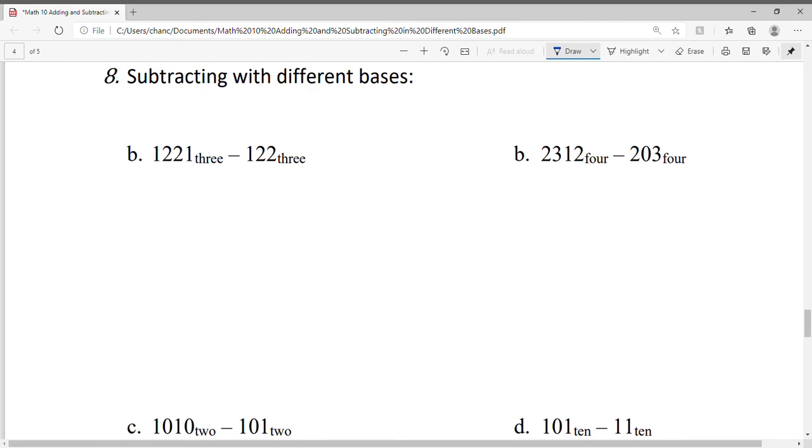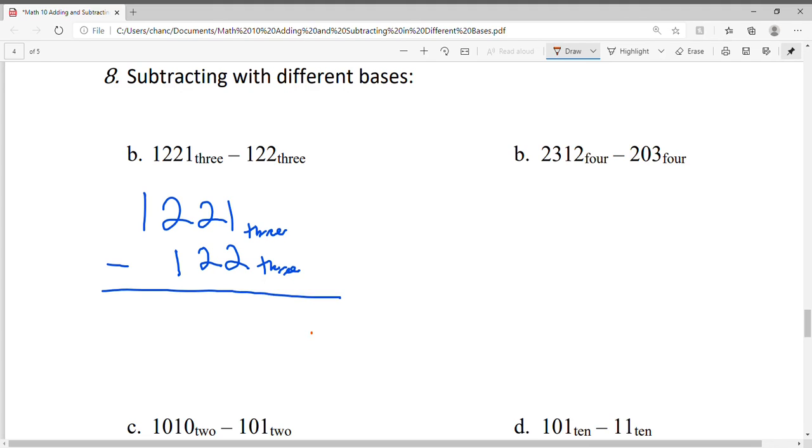So let's do it together now. We have 1221 base 3, and I'm going to subtract 122 base 3. Do it. 2 cannot be subtracted from 1. We'll have to borrow. This becomes a 1. I need to add an additional 3 to this 1, so that becomes a 4. Remember, we're borrowing a 3 since this is base 3.